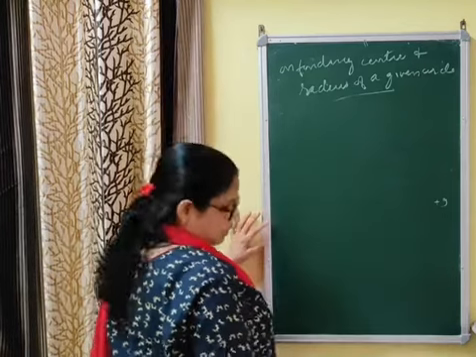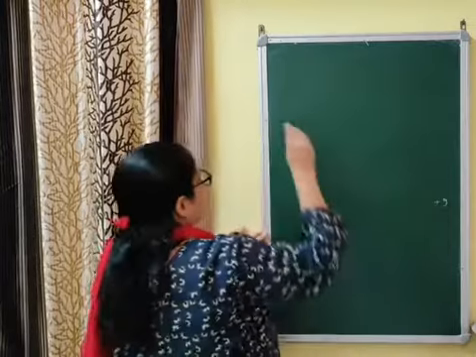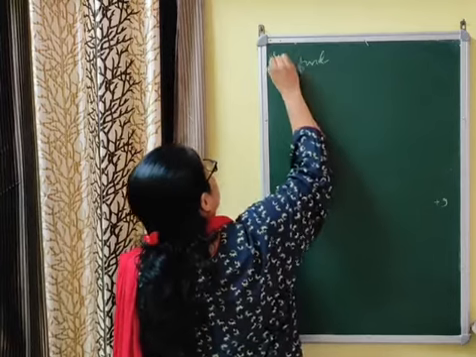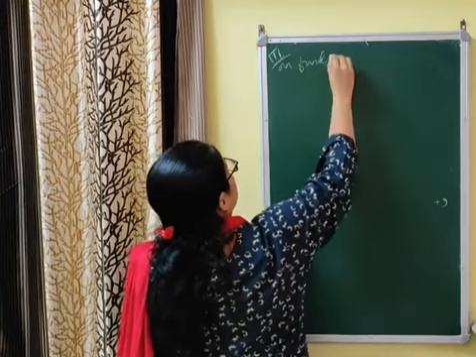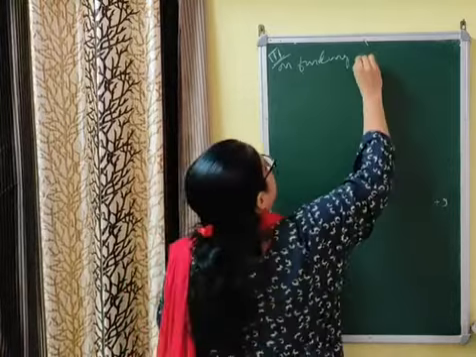Now type 3 is on finding the equation of a circle under given conditions. Type 2 is over. Type 3: finding the equation of a circle.